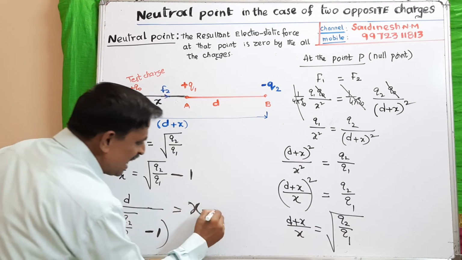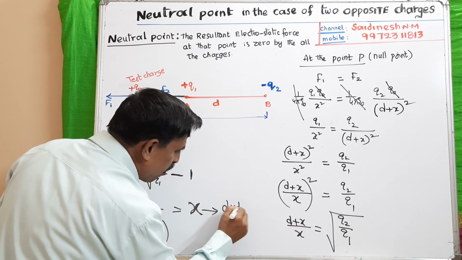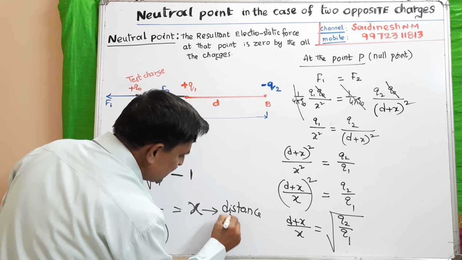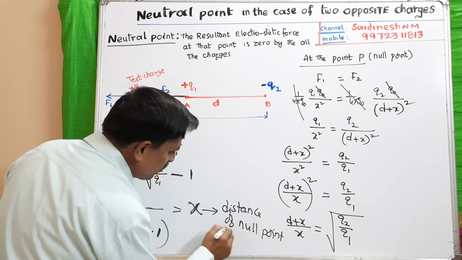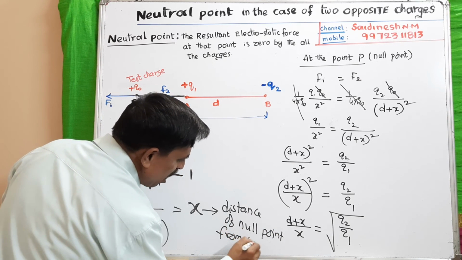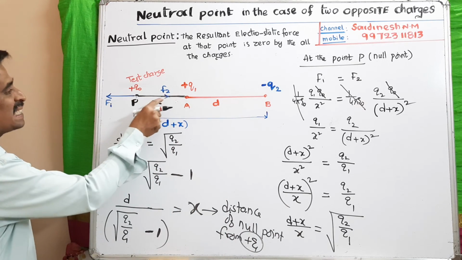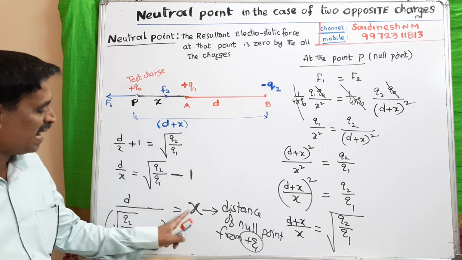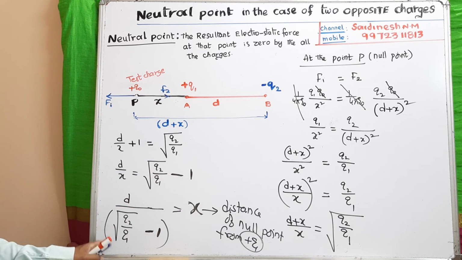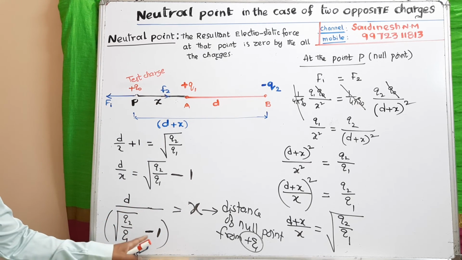x means the distance of the null point. x is the distance of the null point from the charge Q1. x is equal to d by under root of Q2 by Q1 minus 1.